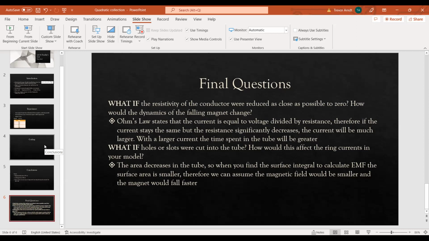And then what if holes or slots were cut into the tube? How would this affect the ring current in your model? So this would cause the area of the tube to decrease. So when we were finding the surface integral, the surface area would also be much smaller. Therefore, our result would be smaller, and we can assume that the magnetic field will be smaller and the magnet would fall faster. And that is my presentation.